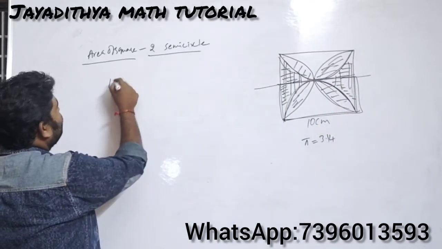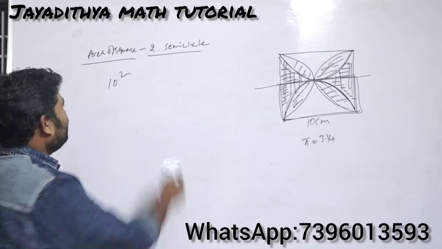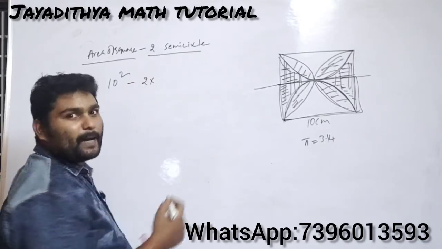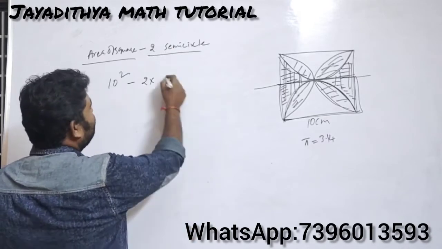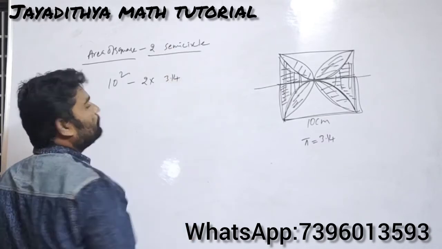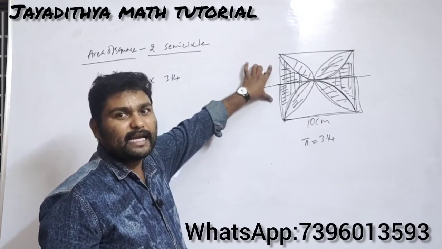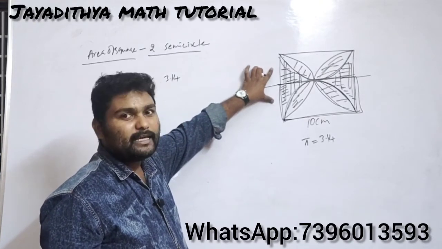So what is the area of the square? Side into side, that will be 10 square, minus 2 into the semicircle area. You know that the semicircle area will be pi r square by 2. Pi value is 3.14, and here the radius will be how much, Nana? Here the diameter is 10 centimeters. The side of the square is the diameter, he has told you.